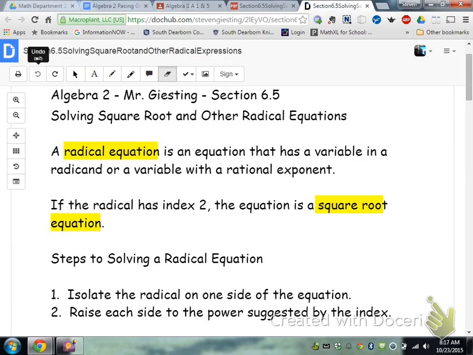How are we going to solve these radical equations? Well, we're going to isolate the radical on one side of the equation. We're going to raise each side to the power suggested by the index. So if it's a square root, we're going to square both sides. If it's a cube root, we're going to cube both sides. We're going to do whatever we have to do to clear off that radical.